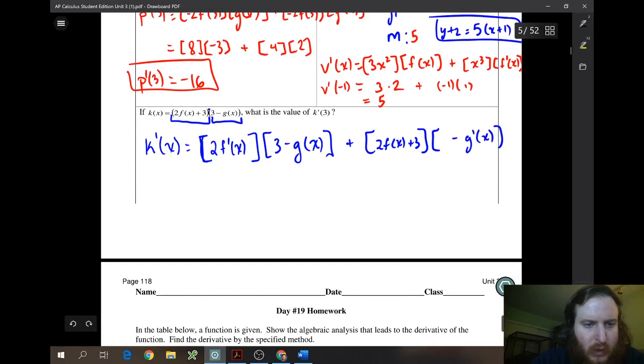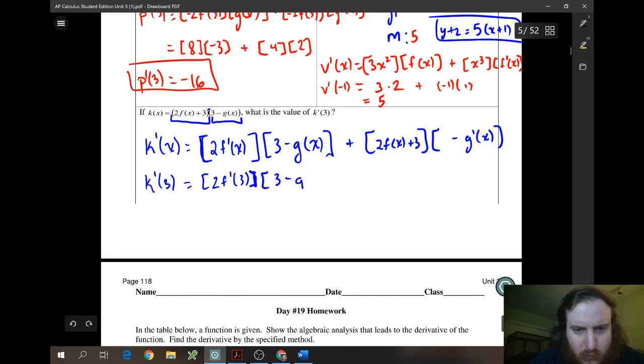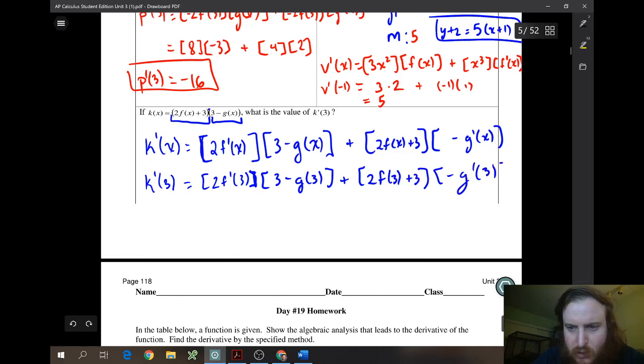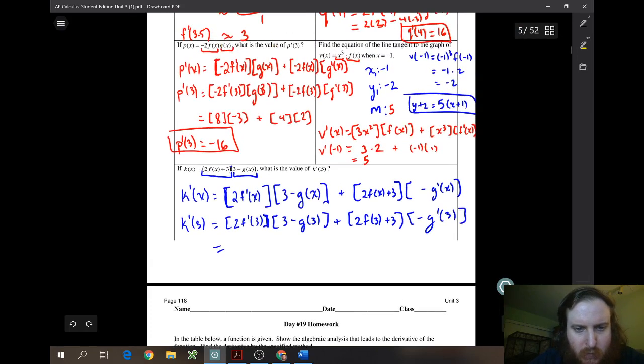So now, for k prime of 3, we're literally just going to plug in 3 everywhere. So 2f prime of 3 times 3 minus g of 3 plus 2f of 3 plus 3 times negative g prime of 3. And again, if you skip writing this step, it's okay. I like to, just to help me really organize everything.